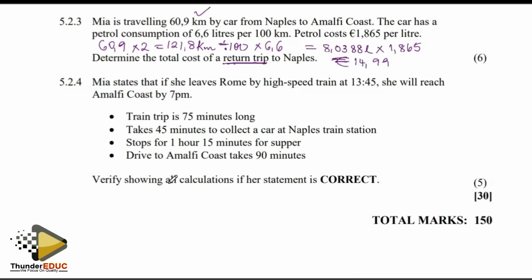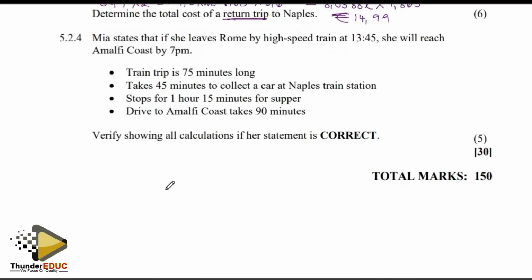All right, we'll look at the last question, which is 5.2.4. Maya states that if she leaves Rome by high-speed train at 13:45, she will reach Alpha Coast by 7 p.m. Let's see. First and foremost, we should find out how much time will she spend. So the train takes 75 minutes. This is 1 hour and 15 minutes. Then it continues for 45 minutes. You spend 1 hour and 15 minutes again. Then the cost at 90 minutes, which is 1 hour. So we need to add all those.